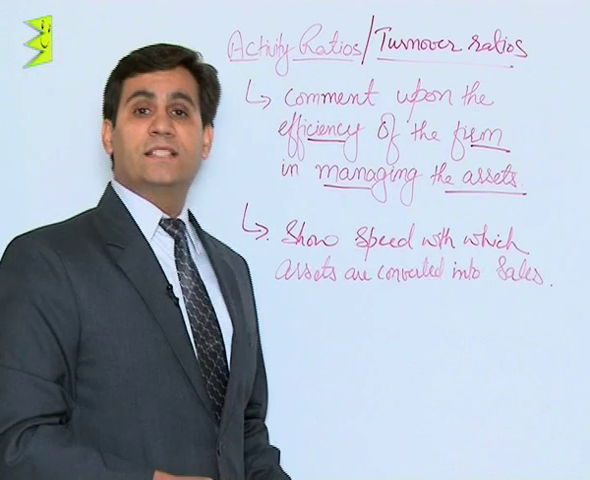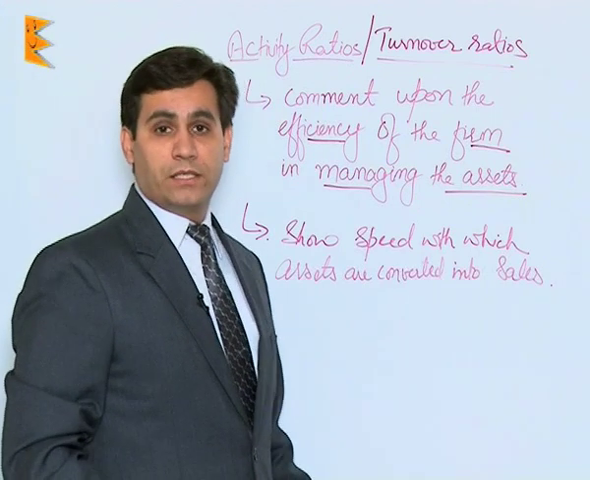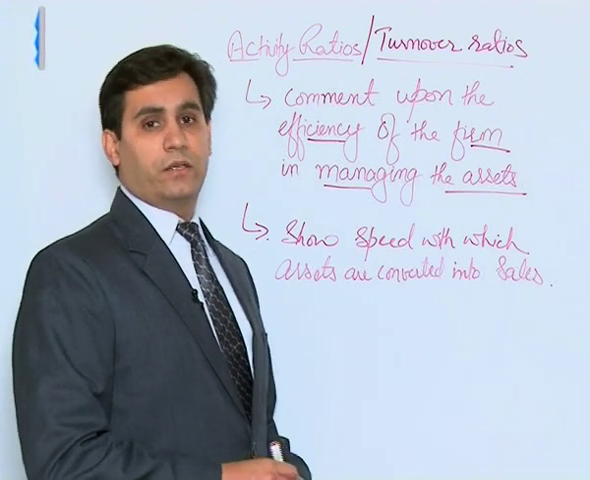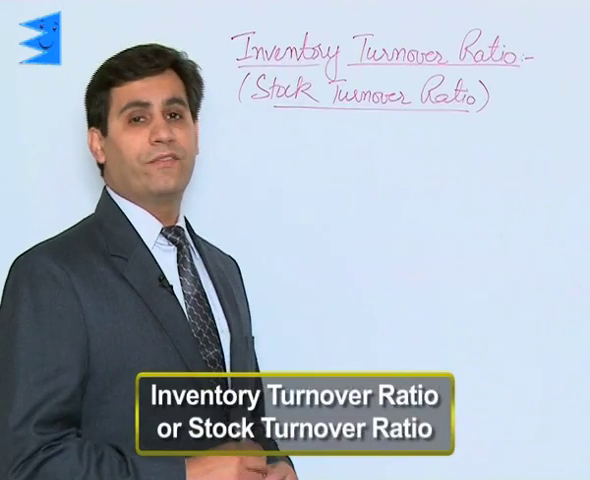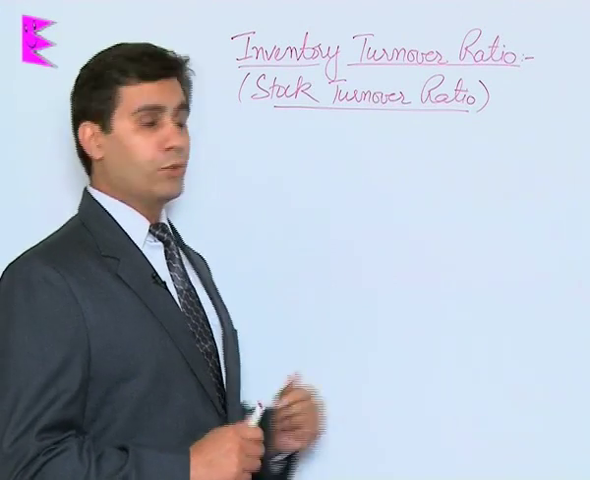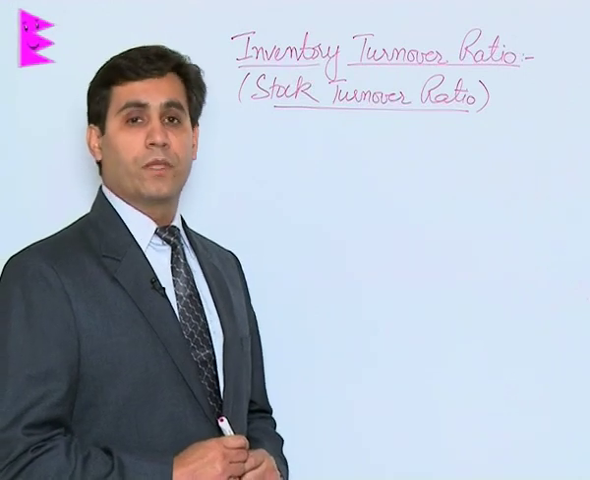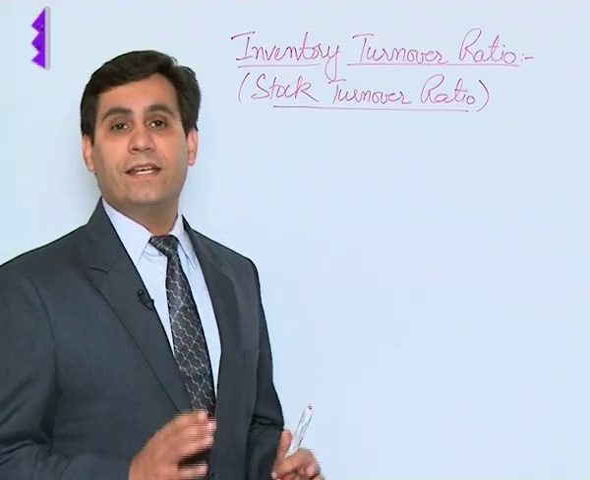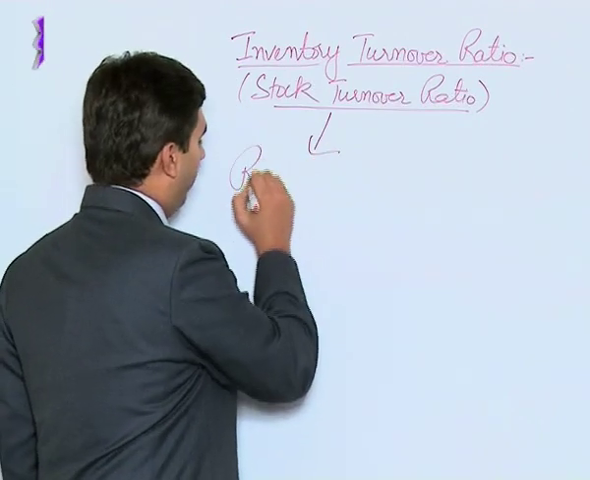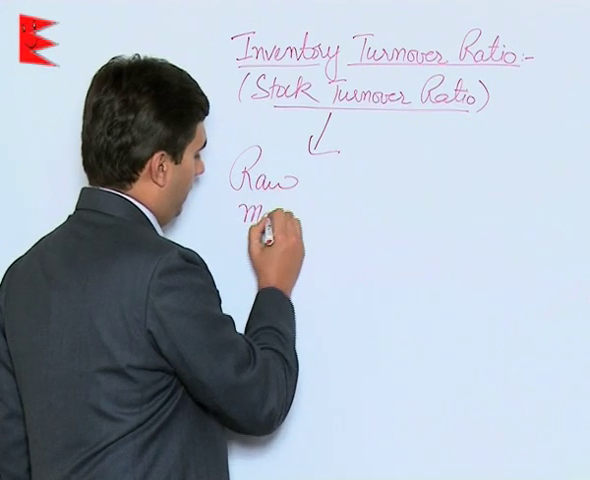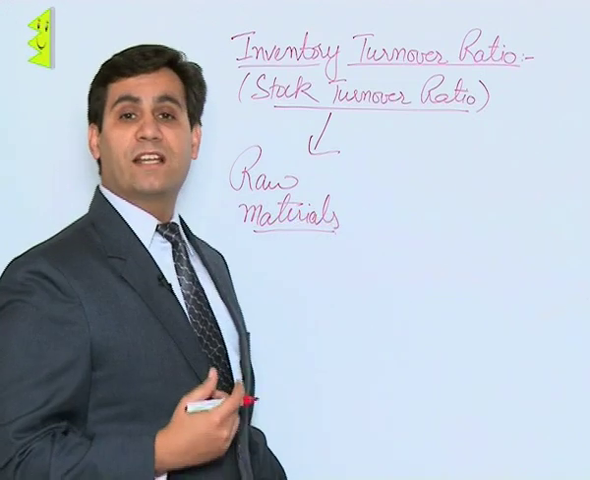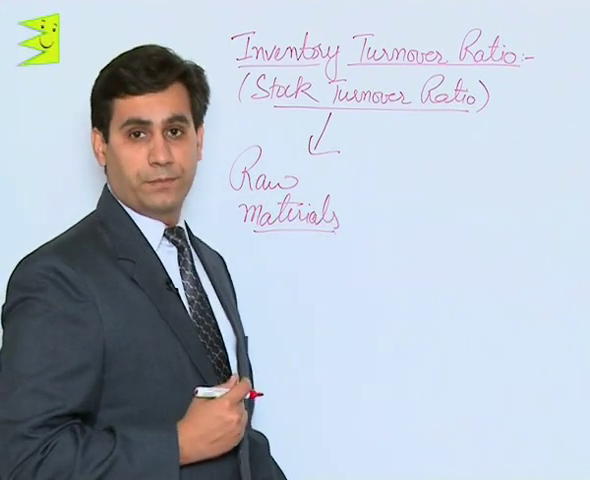So students, this category has various ratios under it. Let us move to the first ratio, that is inventory turnover ratio. Coming to inventory turnover ratio. By inventory we mean stock. So it can also be referred to as stock turnover ratio. Now students, stock or inventory is of three types. The first one being stock of raw materials. By raw materials we mean inputs that are used in the process of production.